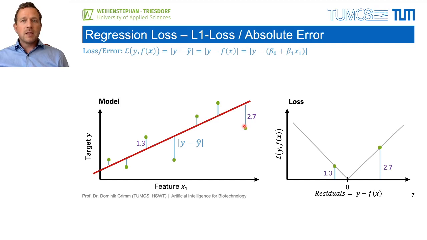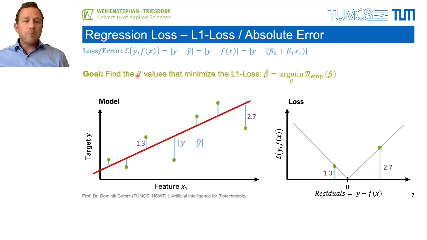So the goal is, as I said before, that we like to find the beta values that minimize this L1 loss. So we like to minimize the absolute errors that our linear function makes when we put it here into the graph. So we like to find now these beta values, this beta 0, which is somewhere the intercept, and the slope, that minimize the absolute error between our linear function and our data points.